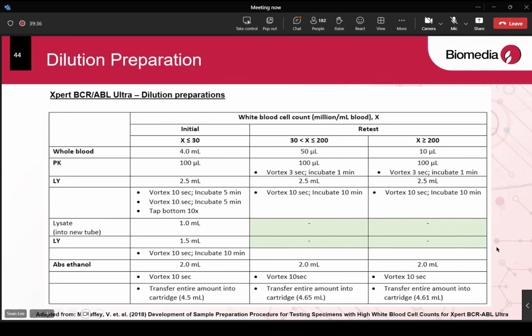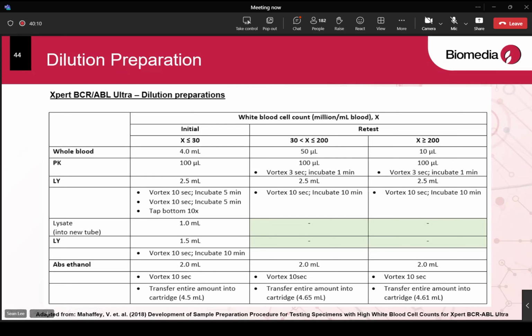So this table is not mentioned in the package inserts. We adapted it from the Mahaffey publications, so you can look up these publications. We want to help you all avoid having a lot of invalids or repeating the test, because the test is not cheap. All right, so what you need to do.